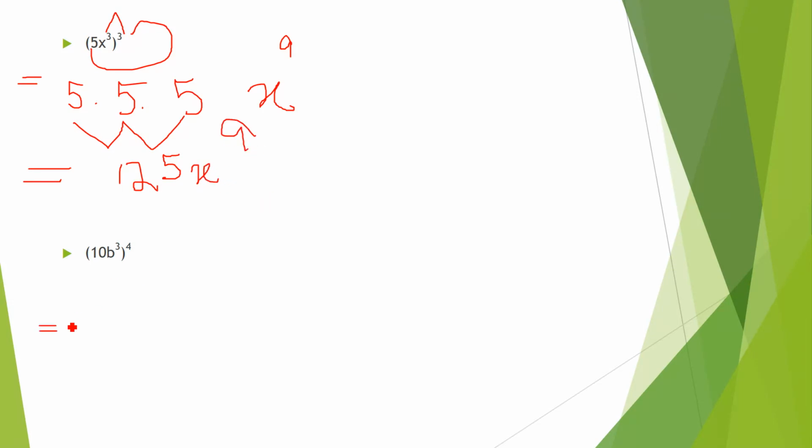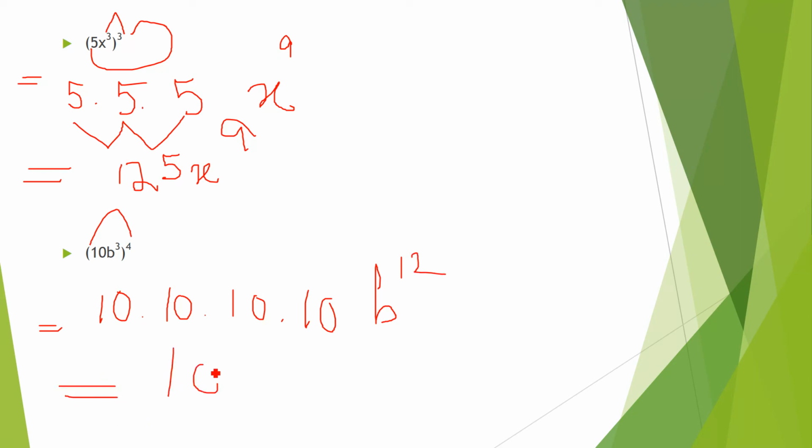One more question. 10. How many times do you have to write down 10? 4 times. And what does this dot mean? Multiplication. Dot, dot, dot. Now what about the power of b³? You have to multiply 3 with 4. 3 times 4 is 12. So it will be equal to, multiplying all these tens, 10,000. b¹² is your answer.